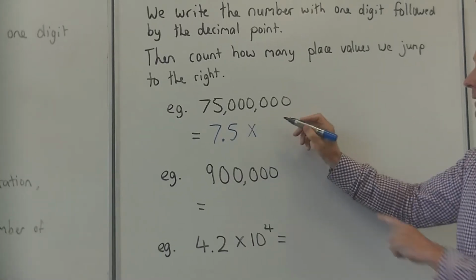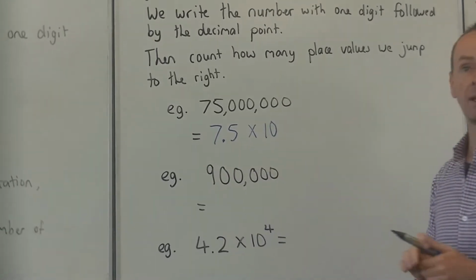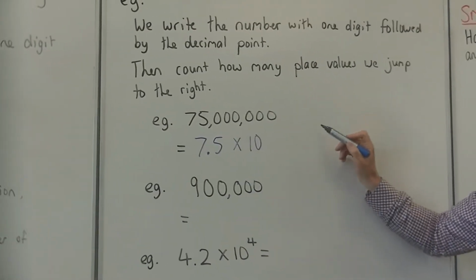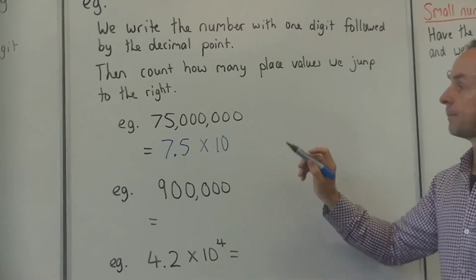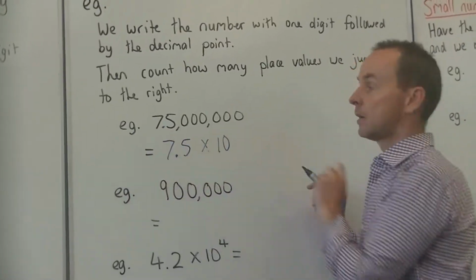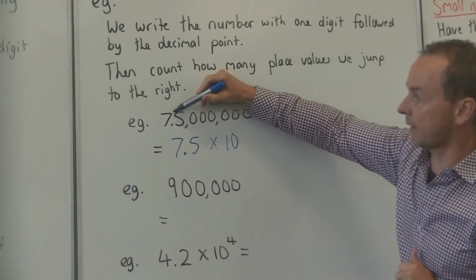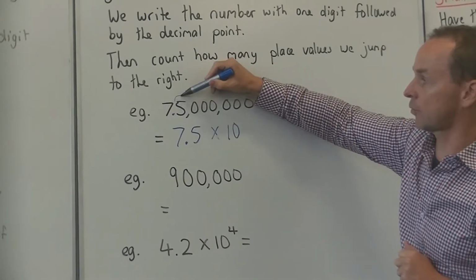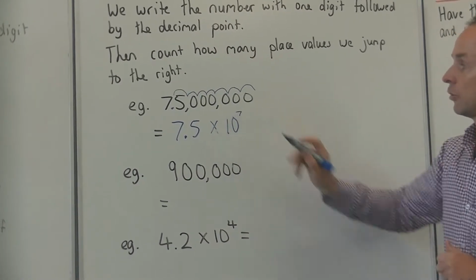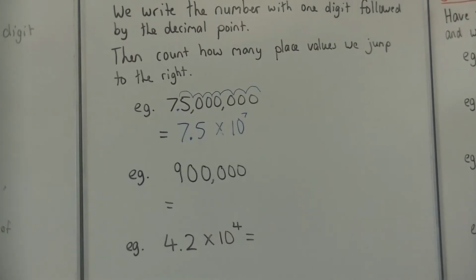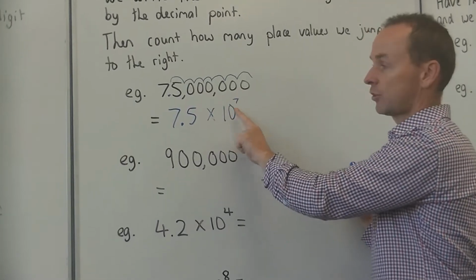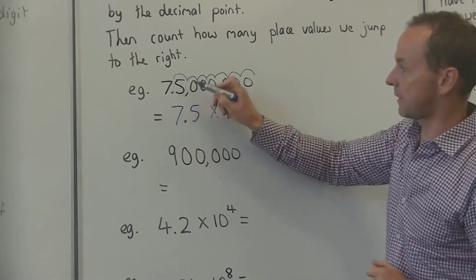Now, what we do, it's a big number, so we're going to write times by 10 to the power of something. So we have to work out how many times are we jumping or moving this decimal place to the right. So we've put the decimal point in between the 7 and the 5 there. So that's where the decimal point is. We need to count how many times we jump to the right. So there's 1, 2, 3, 4, 5, 6, 7. So we make it times by 10 to the power of 7. And what you should do is just recount them and make sure that it matches up. So 7.5, yep, it's 7 to the right.